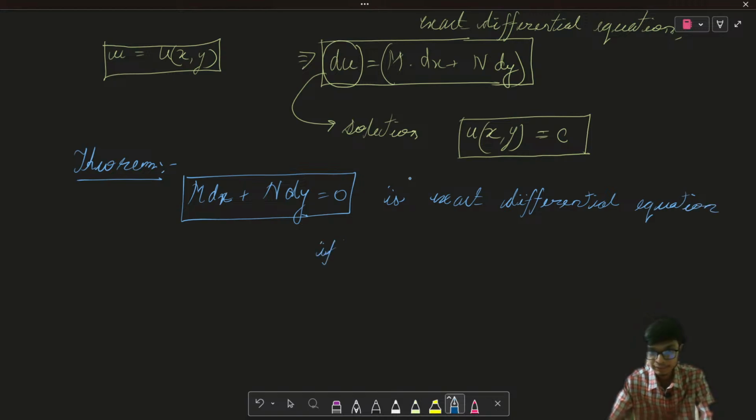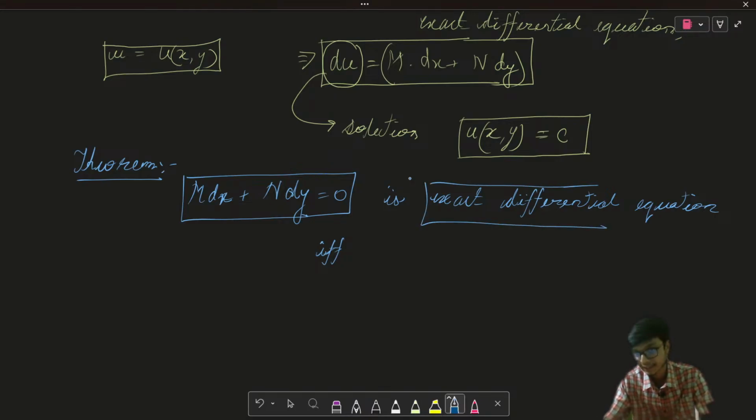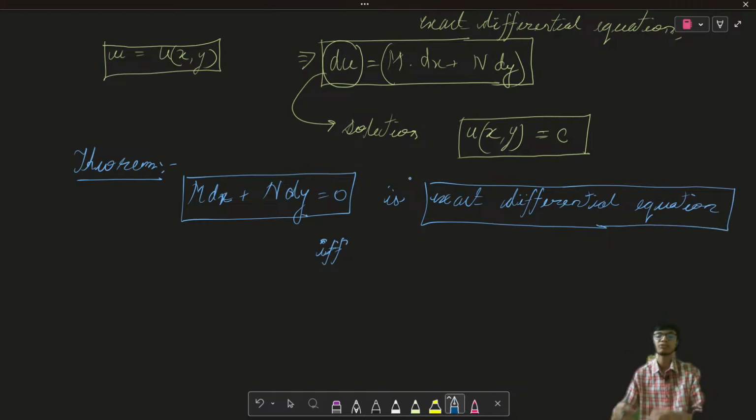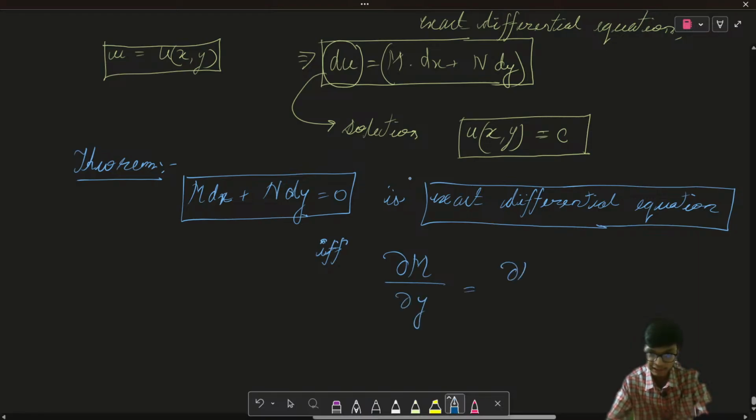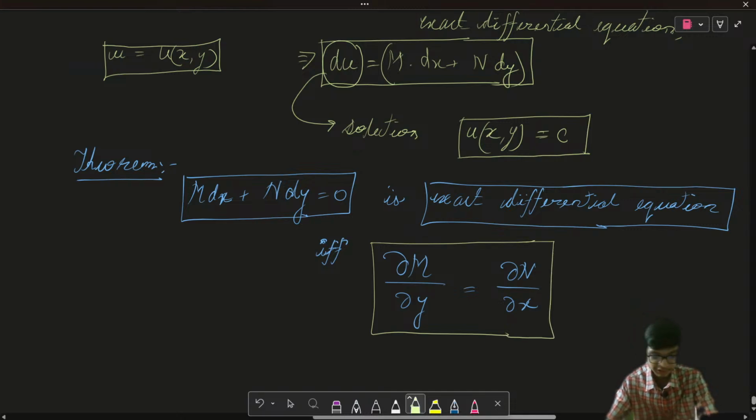if and only if the following condition is satisfied. Please try to understand that it is an exact differential equation if and only if. This IFF stands for if and only if. The condition is that the partial derivative of M with respect to y should be equal to the partial derivative of N with respect to x. I hope this condition is clear.